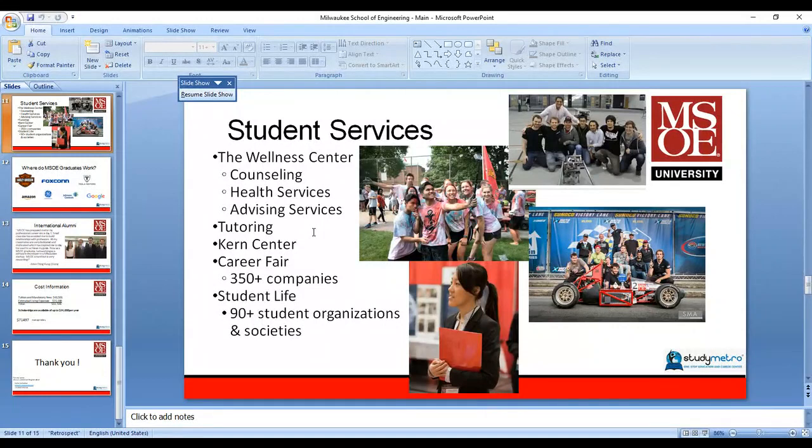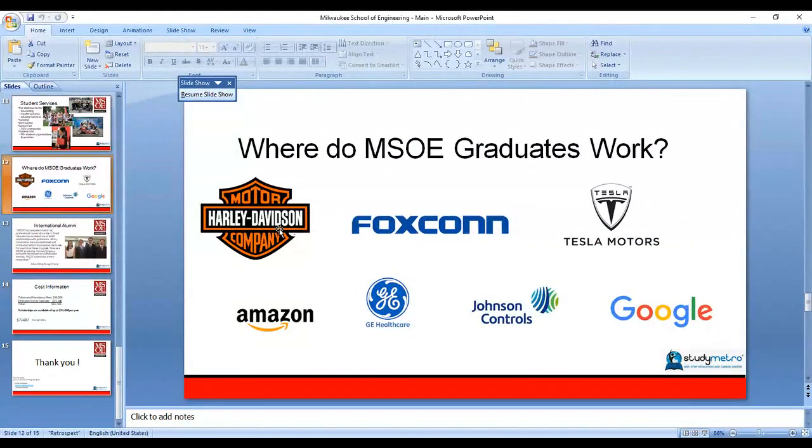We also have the CERN Center, in which students, faculty, and other associated persons are eligible to take part. More than 350 career companies come to the university to hire students, including Harley Davidson, Foxconn, Tesla Motors, Google, Johnson Controls, and Amazon. Even more companies than that visit the campus to hire candidates.